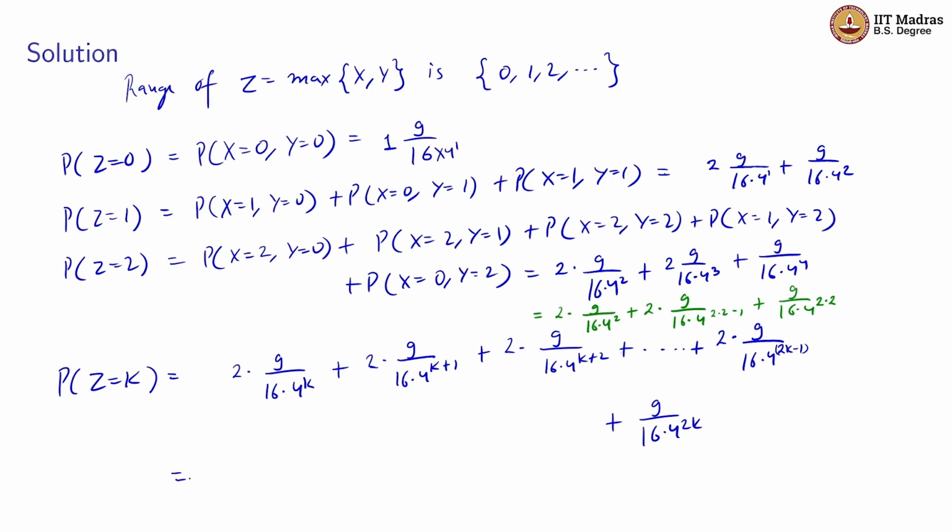So now on further simplification, we can take out the first term from all the terms except the last term. So we'll have 2 into 9 by 16 into 4 raised to the power k, and inside we'll have 1 plus 1 by 4 plus 1 by 4 raised to the power 2, and this will continue till 1 by 4 raised to the power k minus 1, and the last term will be 9 by 16 into 4 raised to the power 2k.